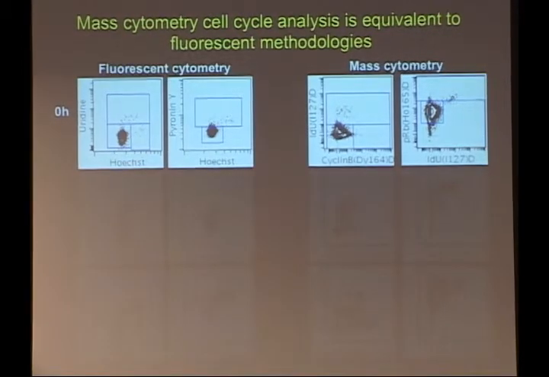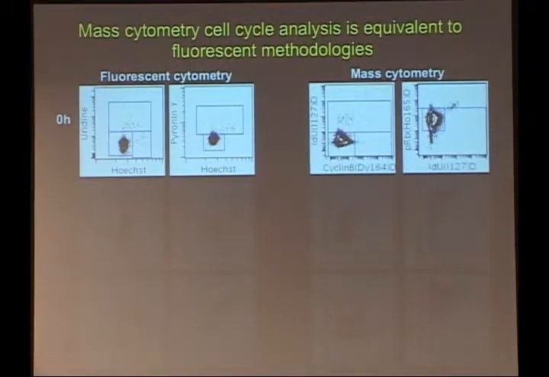And so to validate this, we went into T cells, and then just took peripheral blood monocytes, stimulated them with PMA ionomycin, and then took time points as the cells got activated and entered cell cycle. You can see at the start, by both fluorescent methodologies, all the cells are at G0, so they're all in the G1, G0 gate of IdU by Hoechst, and they're all low for pyronin Y. By mass cytometry, the same thing.